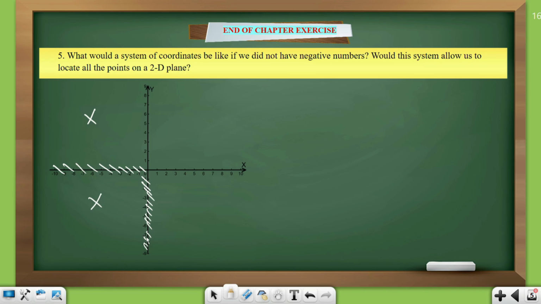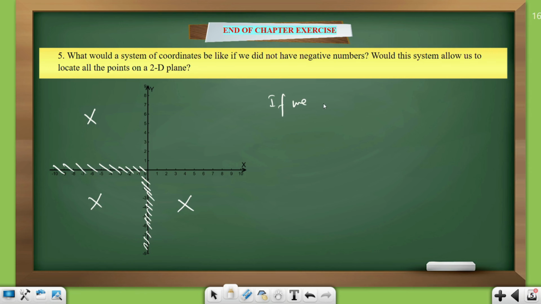And consider the negative side of y-axis. Similarly right and left hand side of negative side of y-axis are not possible. So already it is not possible for x-axis. Now consider the right hand side part, this is also not possible, which means I can plot the points only in the first quadrant where both x value and y values are positive. So the question is, what would a system of coordinates be like if we do not have negative numbers? So the answer for this is, the system would have only one quadrant, and that is nothing but x greater than 0 and y greater than 0.